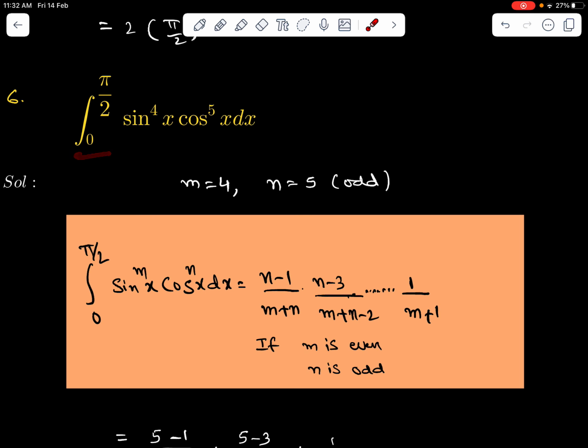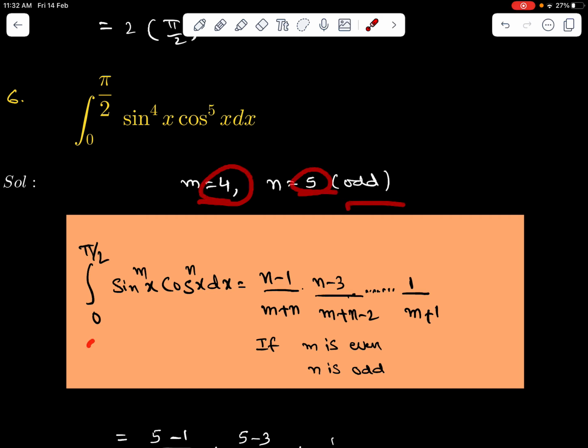Integral 0 to pi by 2 sin power 4x cos power 5x dx. The value of m is equal to 4, n is equal to 5. It is the odd function. The value n is the odd value. Formula: m is equal to 4 even, n is equal to 5 odd.